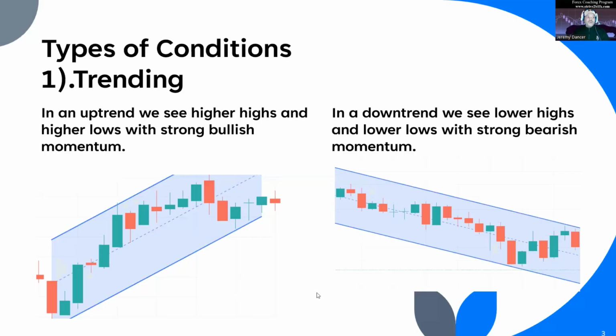Okay. So the first type of condition, this is something that all of us should be aware of, and that is trending conditions. In trending conditions, it's pretty obvious. We see higher lows, we see higher highs, and it's just an easy situation for us to trade. And in the downtrend, we see lower highs and lower lows with strong bearish momentum.